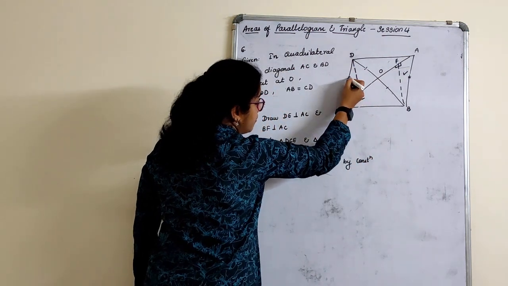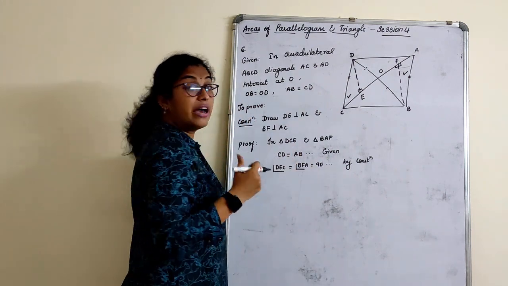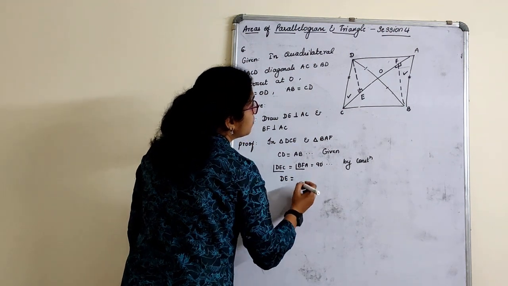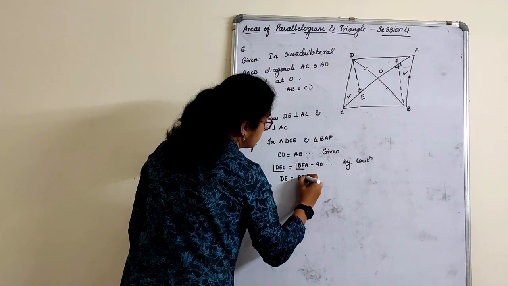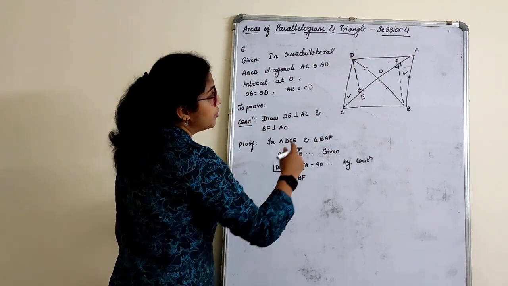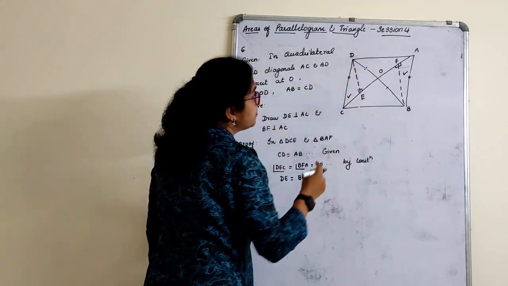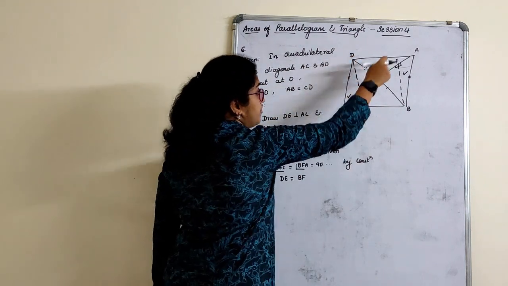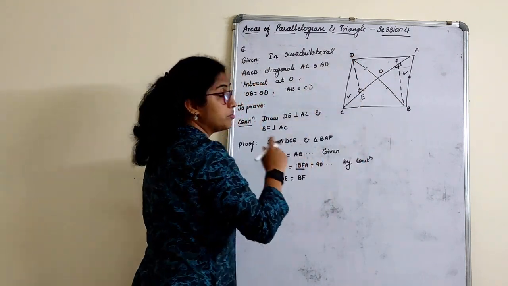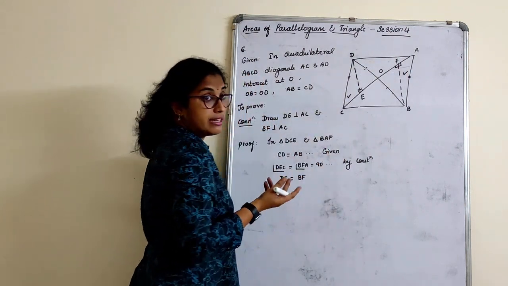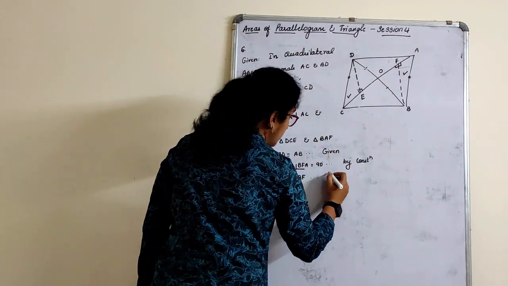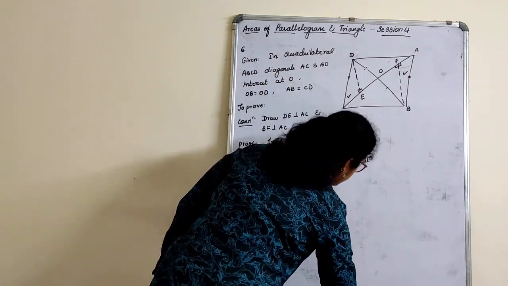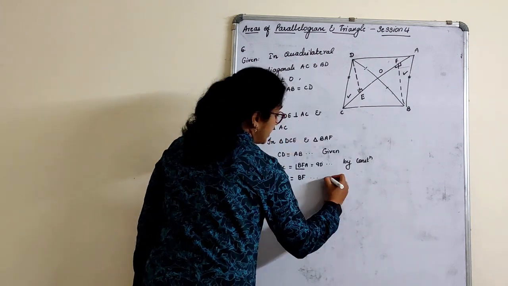A 90 degree, then what is this? This became the hypotenuse. I want one more side. Can I tell here DE is equal to BF? Because DE is equal to BF only because the perpendiculars are drawn to the same diagonal. That is why the height is the same. Heights are equal, or I will just write here, by construction.